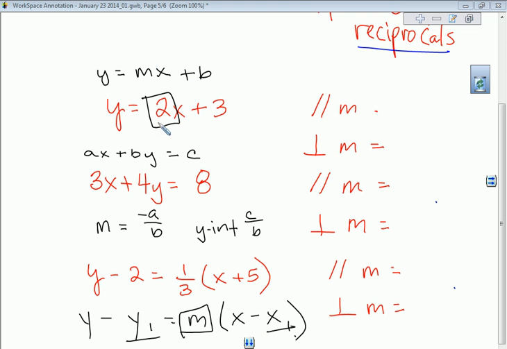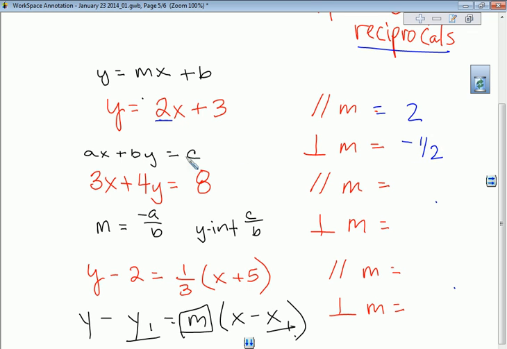So if you were given this equation, y equals 2x plus 3. The slope is this coefficient here. So if you wanted a line that was parallel to that, what would the slope be? 2, the same thing. But if you wanted a perpendicular line, it would be what? -1/2. Opposite sign and reciprocal.